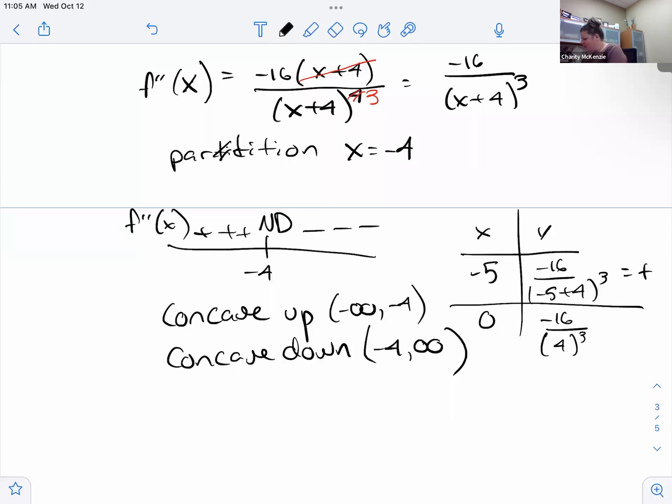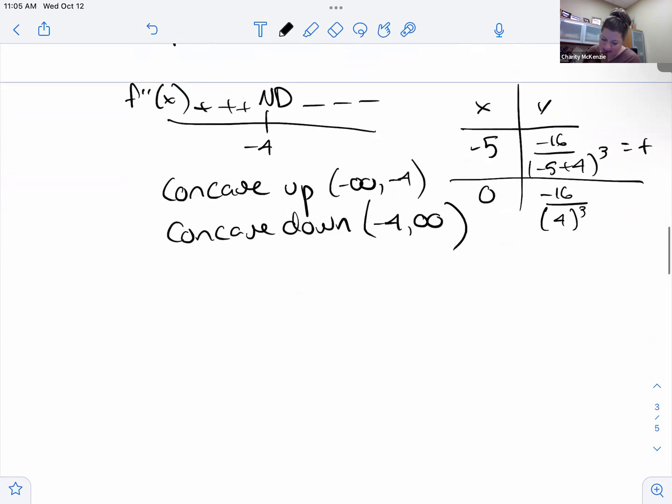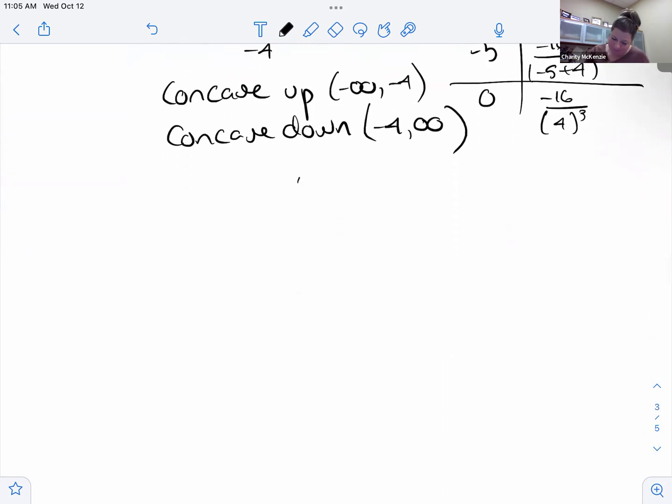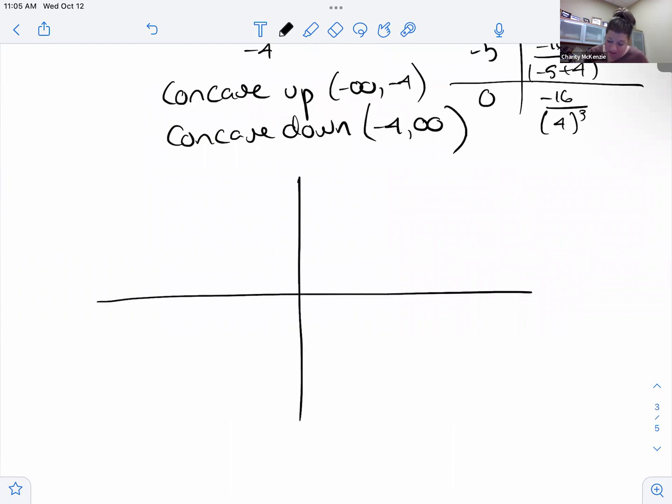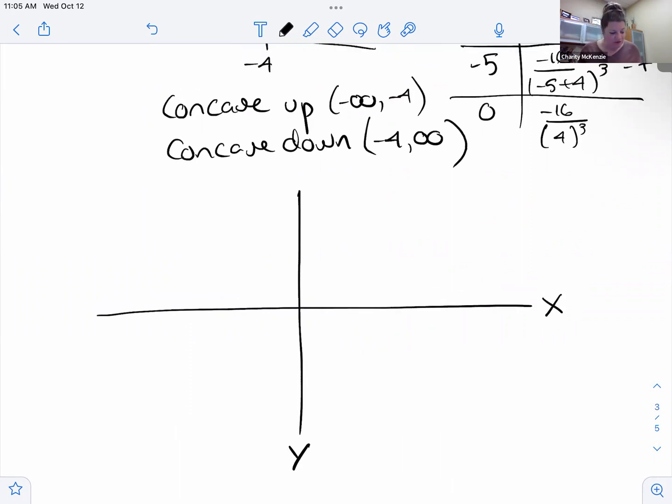All right, so I think we don't have any inflection points. You can put no inflection points, partition number, whatever. Now, what if I want to graph this thing? We're going to try to graph it the best we can without your graphing calculator. So let's start at the very beginning.